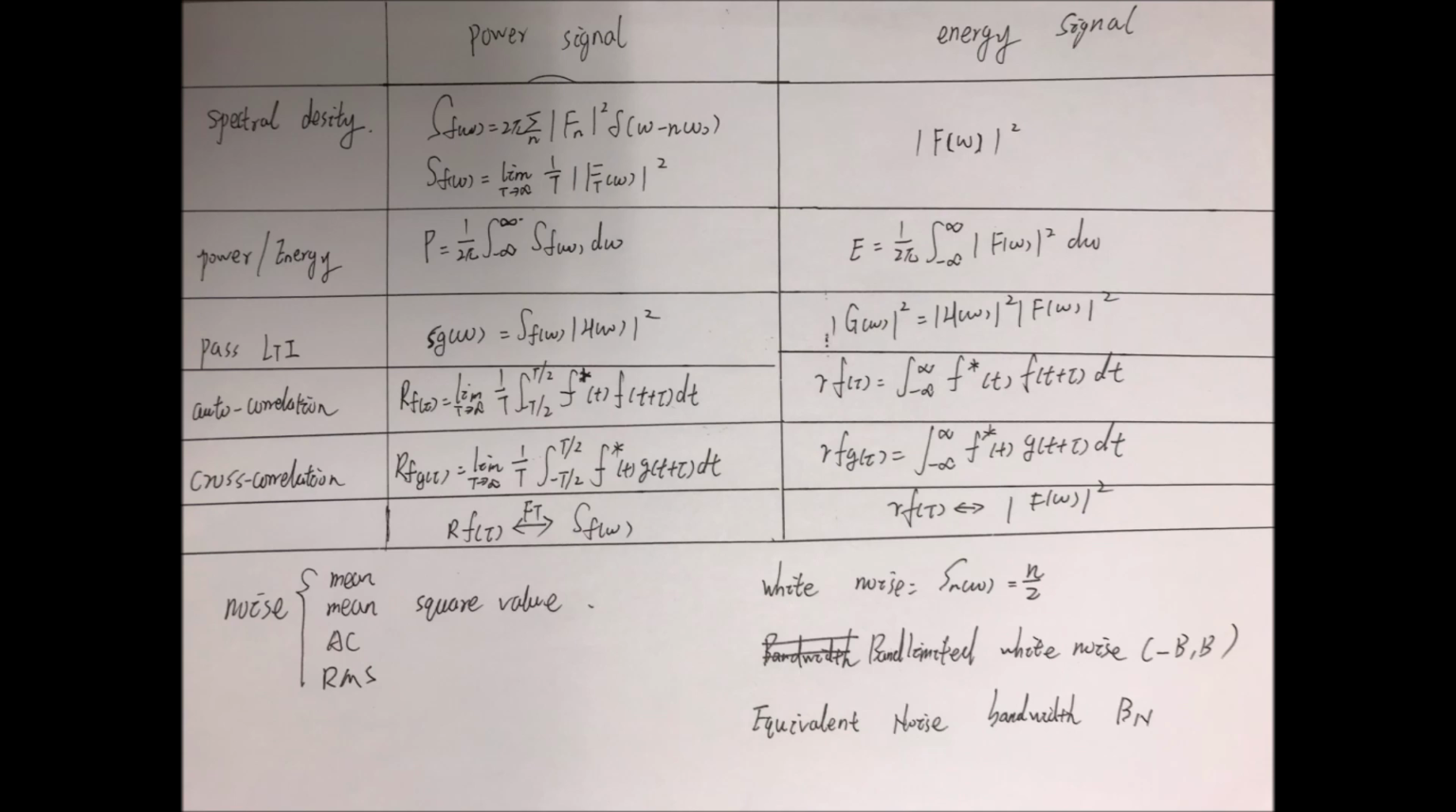The last one is equivalent noise bandwidth. How can I calculate B_N? So pretty much that's all for Chapter 4. Any problems, any questions?